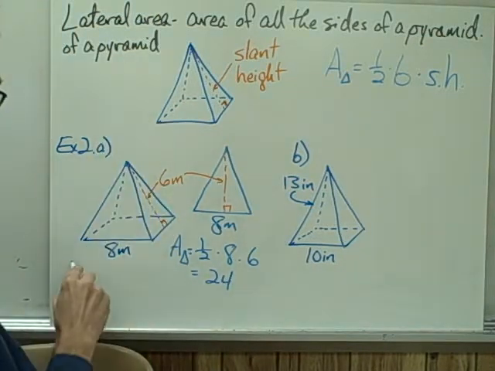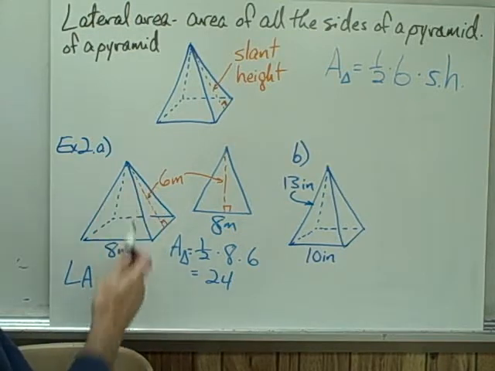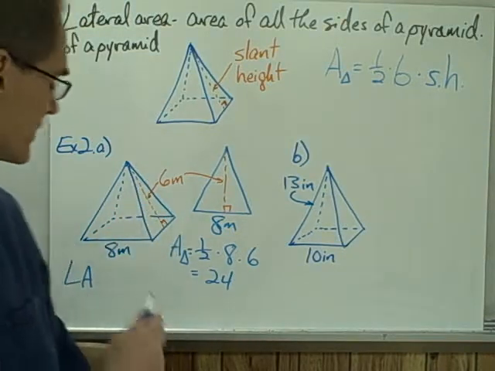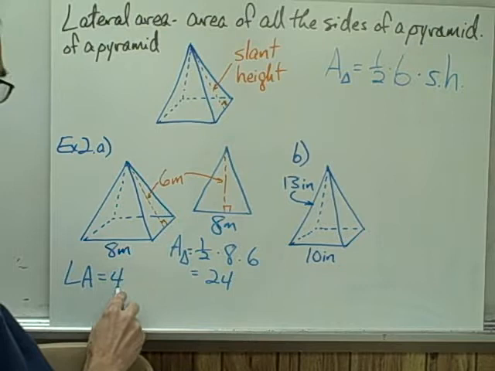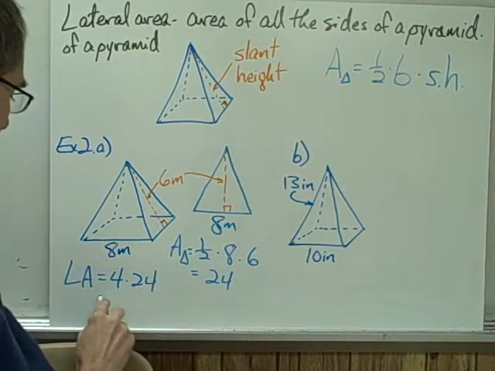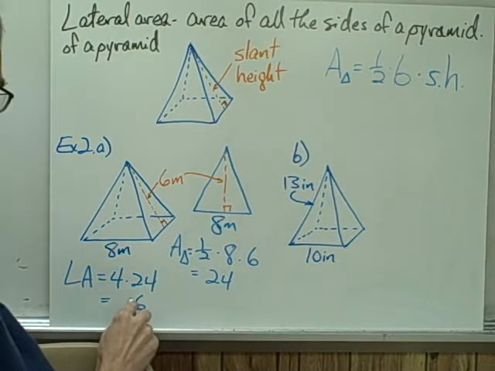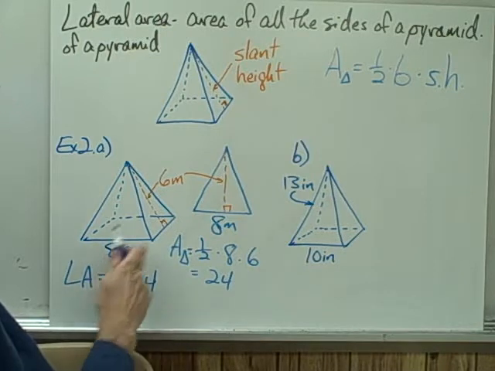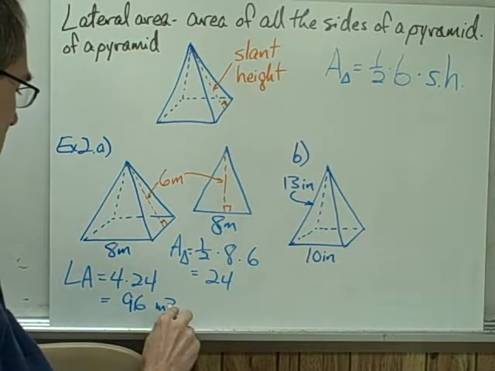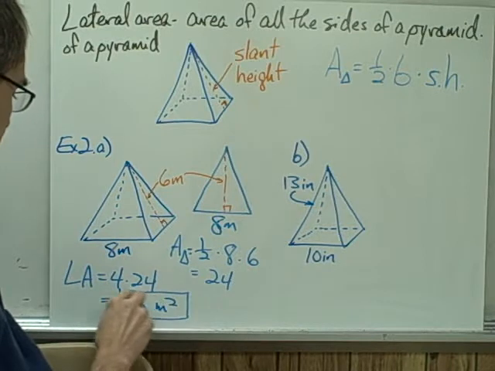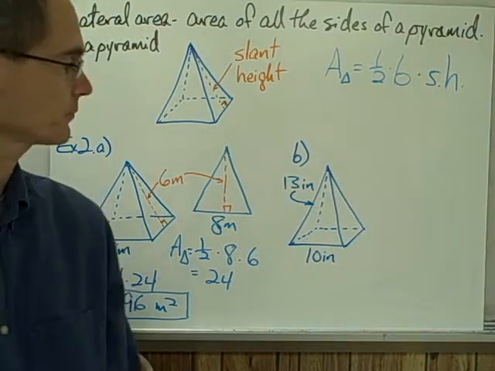Now to calculate my lateral area, since I have 4 of these triangles that make up the sides of my pyramid, 4 times 24, which is 96, and let's see, I'm in square meters. And there's my lateral area.